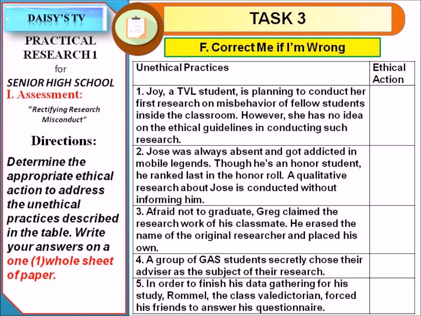Number 3, afraid not to graduate, Greg claimed the research work of his classmate. He erased the name of the original researcher and placed his own. Number 4, a group of GAS students secretly choose their advisor as the subject of their research. Number 5, in order to finish his data gathering for his study, Romel, the class valedictorian, forced his friends to answer his questionnaire. So what ethical action would you do?